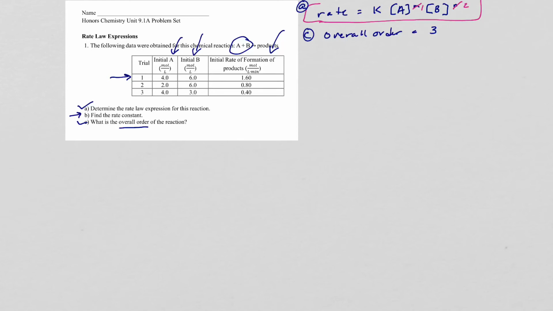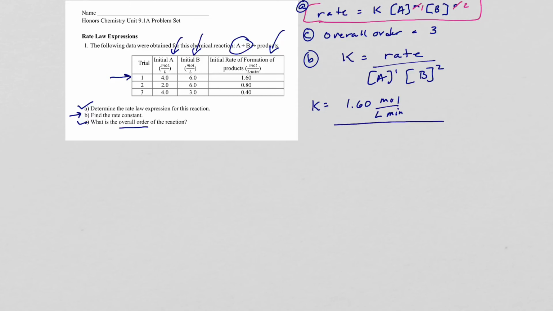Lastly, we're going to find the rate constant. To find the rate constant, rearrange the equation for K. So that's going to be the rate over the concentration of A to the first power times the concentration of B to the second power. Then we're just going to use trial 1 to substitute in for the rate and the concentrations of A and B to solve for a quantitative answer here. So K is equal to 1.60, and here is where we do want to include units. This is 1.60 moles per liter per minute. So that's all the numerator. In the denominator, concentration of A is 4.0 moles per liter to the first power. Concentration of B is 6.0 moles per liter, and that's going to be squared.